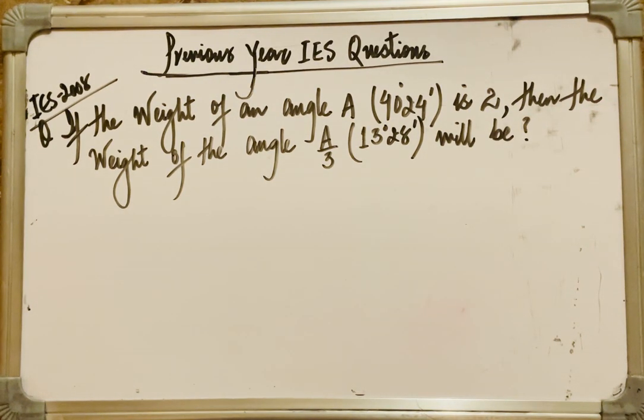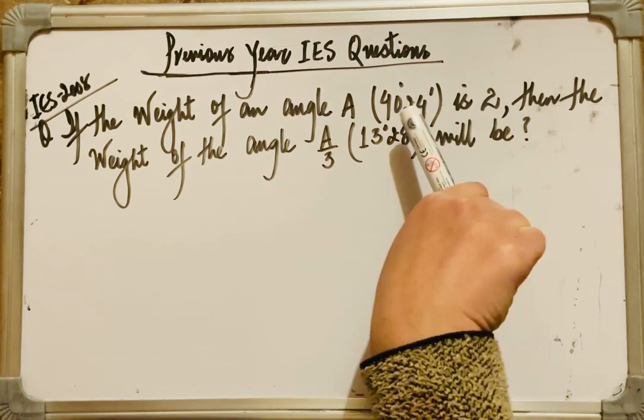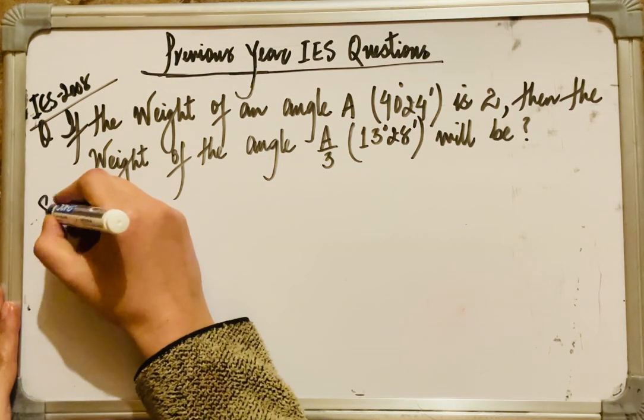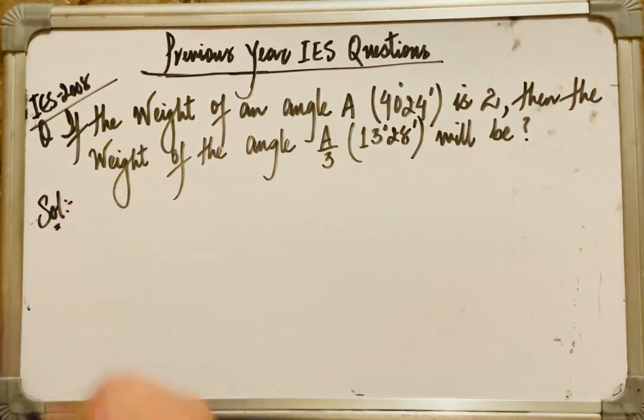This question was asked in IES 2008, and the question is, if the weight of an angle A is 2, where angle A is 40 degrees and 24 minutes, then the weight of the angle A by 3, that is 13 degrees and 28 minutes, will be. We know that according to the law of weights, if a quantity of a given weight is divided by a factor, the weight of the result is obtained by multiplying its given weight by the square of that factor.